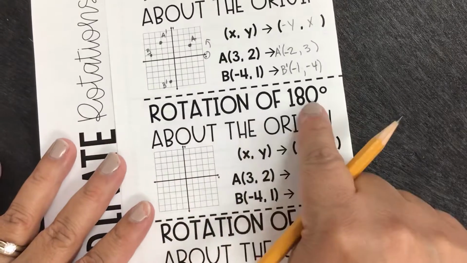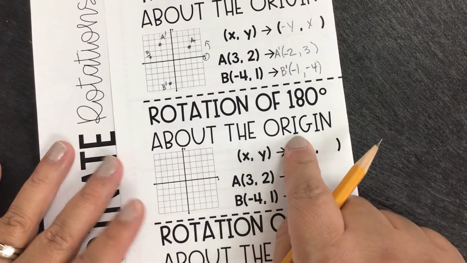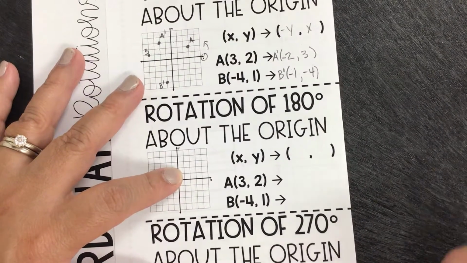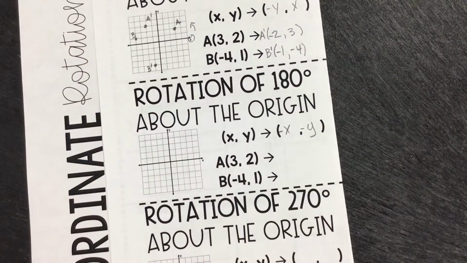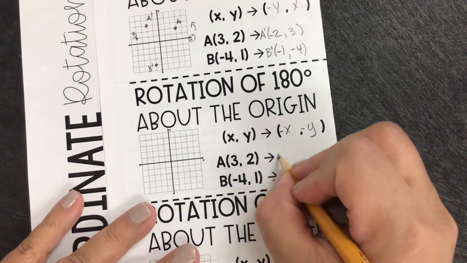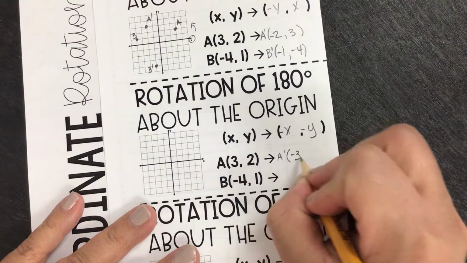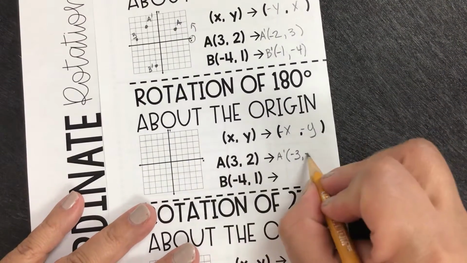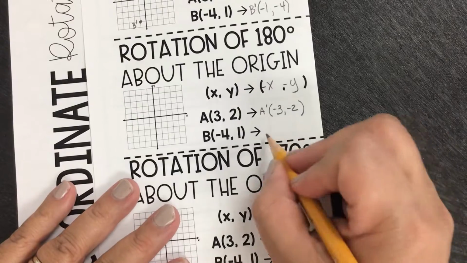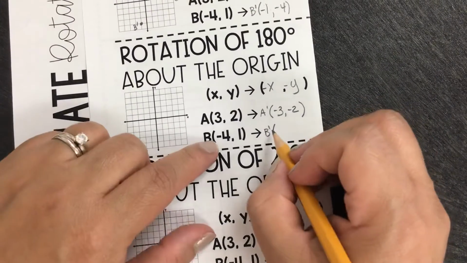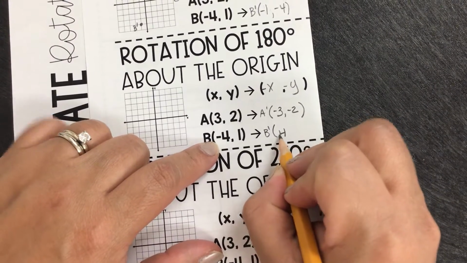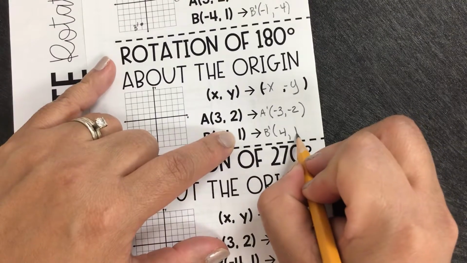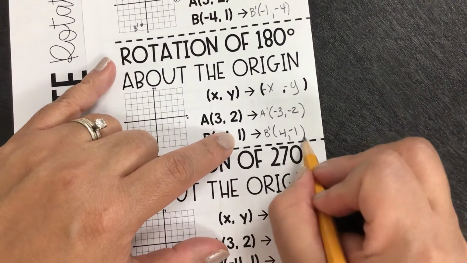The rule for the rotation of 180 degrees about the origin, which just means that you're rotating around the center of that graph, is (negative x, negative y). That means you leave the order the same, but you change the sign of both values. So A prime would be (negative 3, negative 2): it's in the same place, you just change the sign. For B prime, you leave it in the same place, so this is 4, and it's now going to become positive because you're changing the sign. The 1, you leave in the same place, but you change the sign and make it negative.